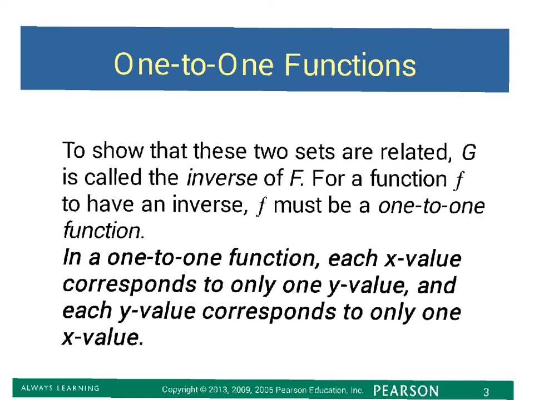Another thing about inverse functions is that they must be one-to-one. So let's look at what one-to-one means. In a one-to-one function, each x value corresponds to only one y value, and each y value corresponds to only one x value. In a one-to-one function, all x values correspond to one and only one y value, and vice versa.